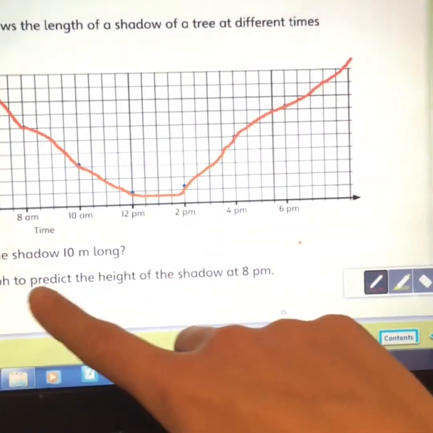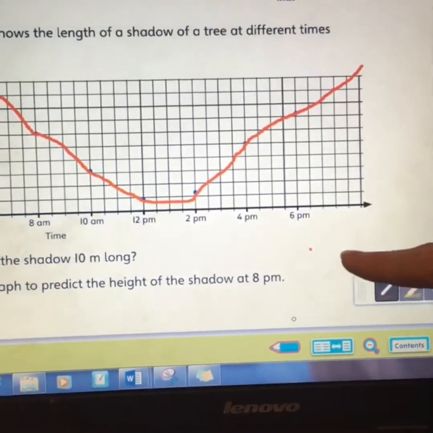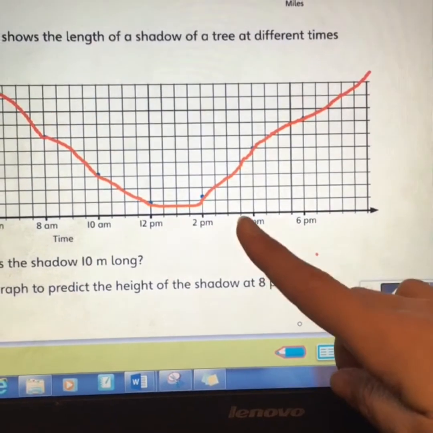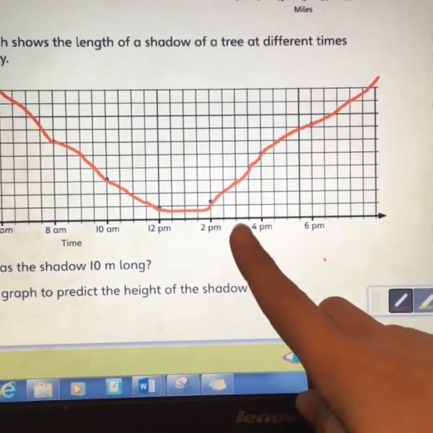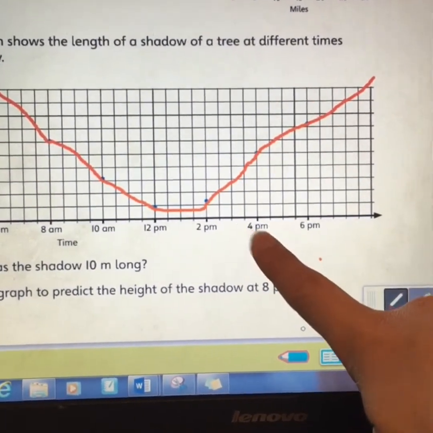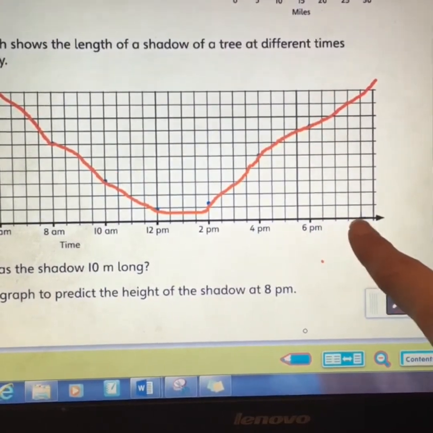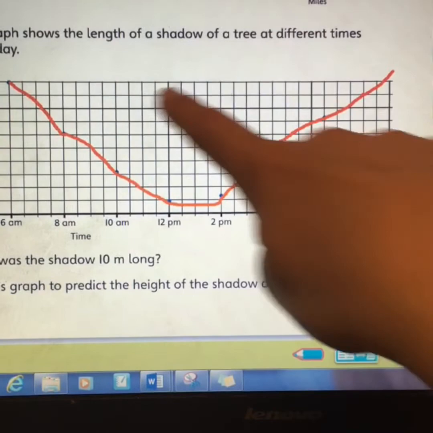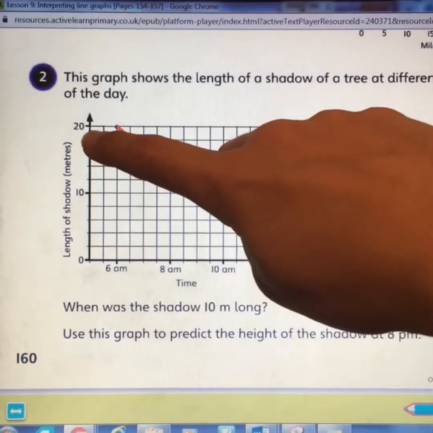And the second one, use this graph to predict the height of the shadow at 8 p.m. Right, well, that's 6 p.m. And there's 4 lines between each hour. So 1, 2, 3, 4. So it would be here. This would be 8 p.m. So if I go up, mine is in between this point and this point.